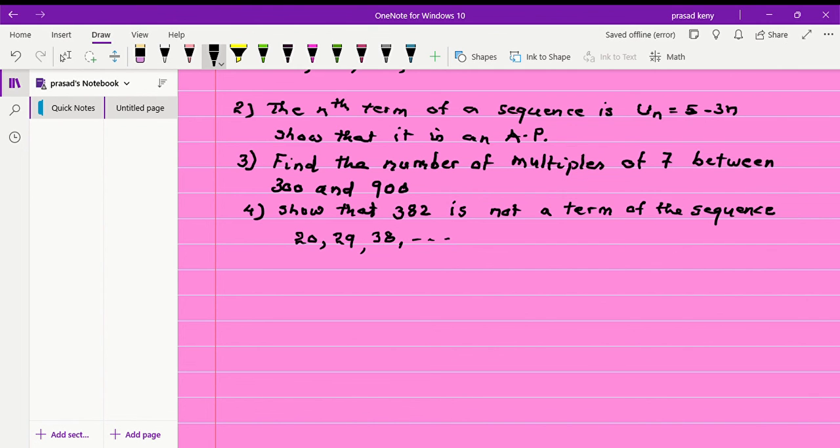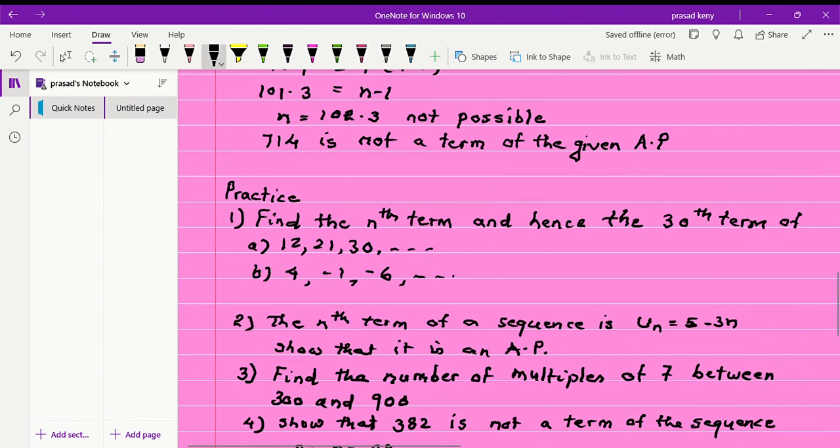So just try these problems as homework. Any doubts, make them clear in the next class. Wish the concepts are becoming clear to you.